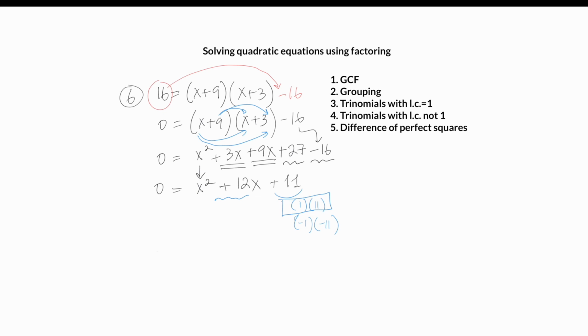So I'll bring down my 0. And then I'm ready to write the factored form, x plus 1 times x plus 11. I set each of the factors equal to 0, x plus 1 equals 0, and x plus 11 equals 0. So the first x is negative 1, and the second x is negative 11. These are your two answers.